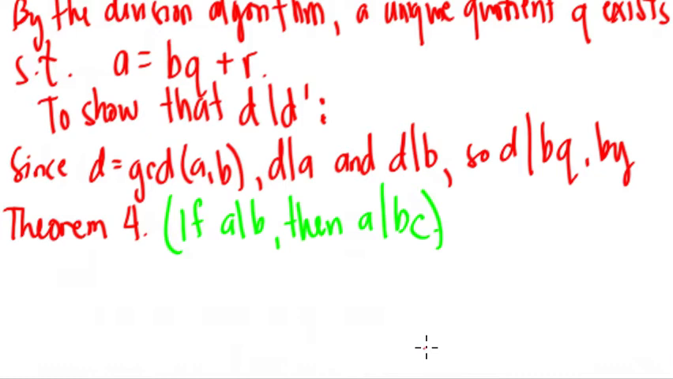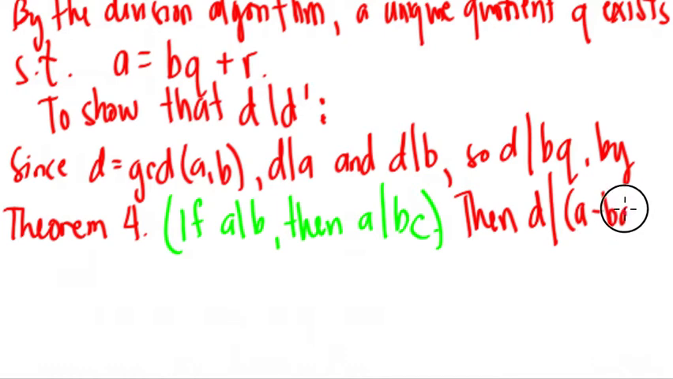Okay, so therefore, we then say, after this theorem, B divides BQ. So then D also divides A minus BQ. Now this is by theorem 3.